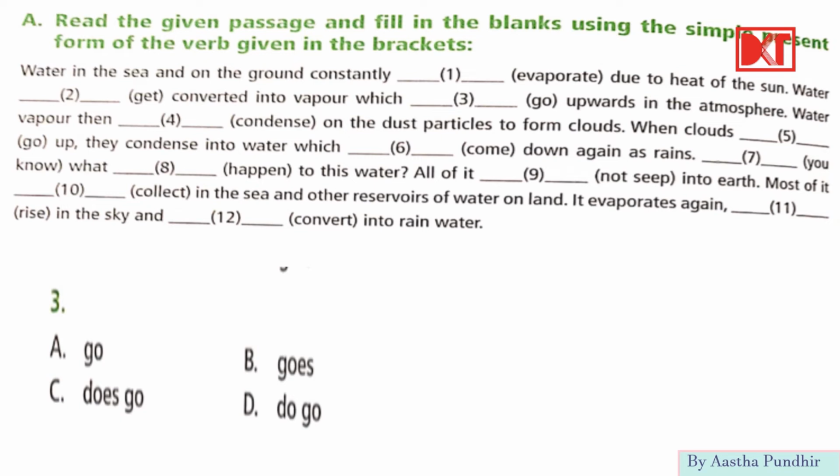Goes. Same explanation as the previous two ones. We have S and ES which is added. And for the A option, this is just the infinitive, and does and do, both of these C and D, they are not to be used here. Right. So the correct answer is B. Water gets converted into vapor which goes upwards in the atmosphere. Alright.